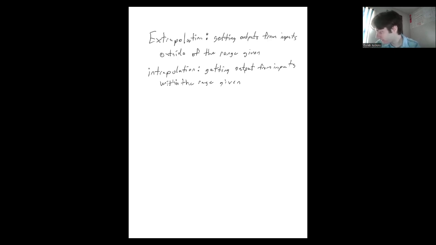Okay. So that is all that I have that I want to talk about right now for linear models. And I'm going to post this and then start a video for exponential models.